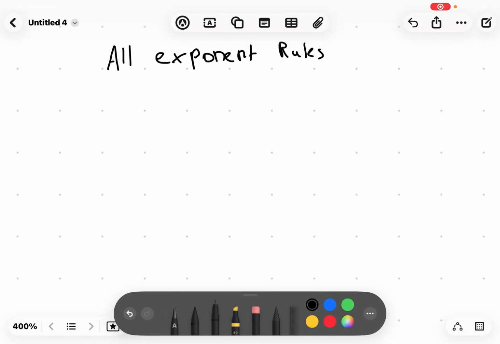Hello everyone, today I want to talk about all the exponent rules. What I mean by exponent rules is the power of a number. That power is how many times the number is multiplied by itself.